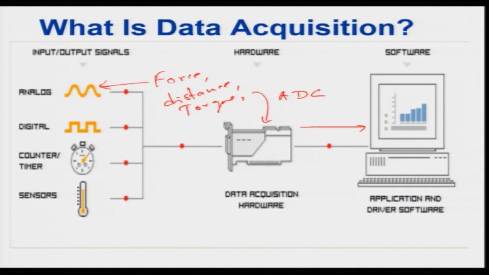Now, the other type of signal can also be digital. For example, an encoder reading is directly digital. So, in this case it does not need to convert because it is already getting a digital reading. So, these are some of the input signals which are coming from the real world: analog signals, then we have digital signals, then we have counters.